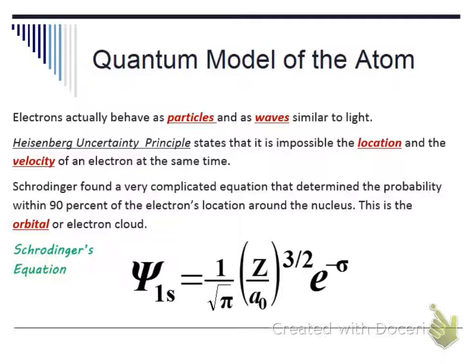Erwin Schrödinger found a very complicated equation, it's just this one that I put up there to scare you, and he determined the probability within 90% of where the electron is located. And these are called the orbitals.